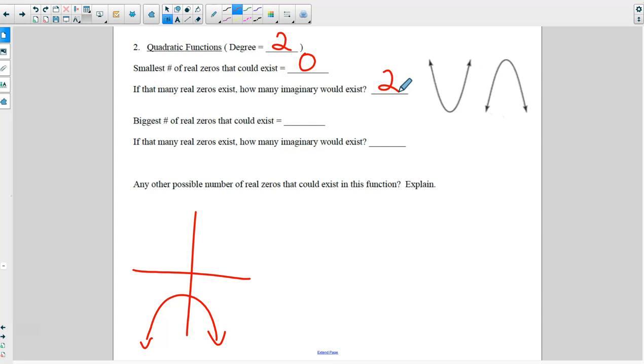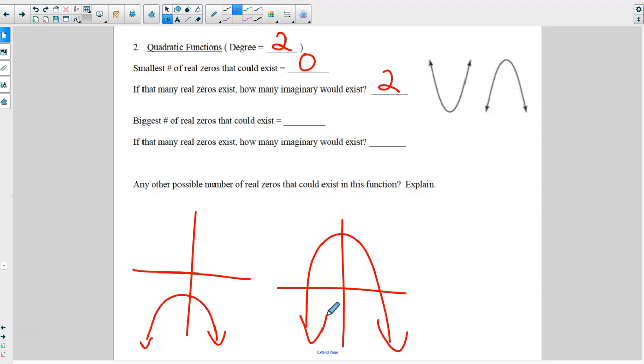Now, biggest number of real zeros that could exist. 2 is correct. So I could cross both there. So I'd have 2. And if I have 2 of those, how many imaginaries do I have? 0, because they have to add up. Is there any other possibility? Could I have 1 and 1?